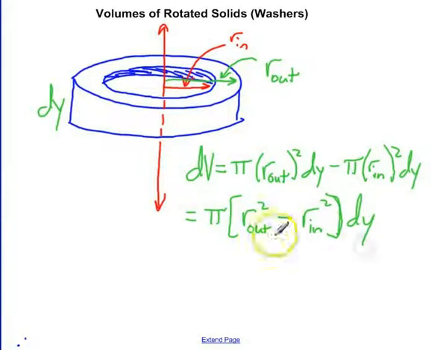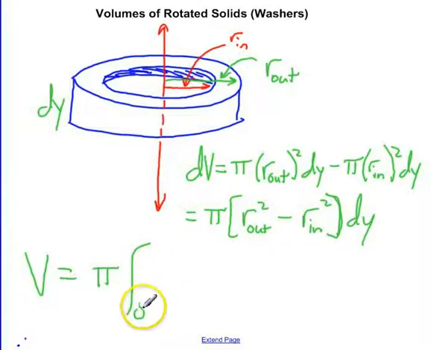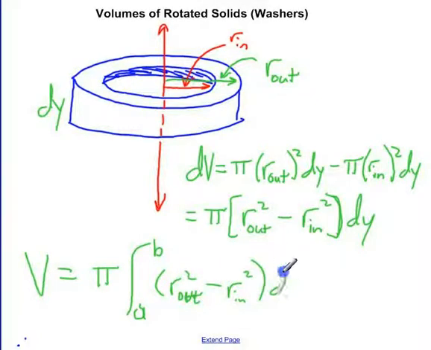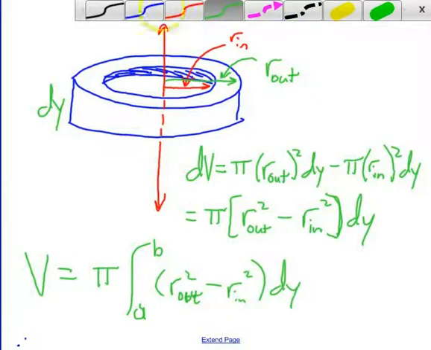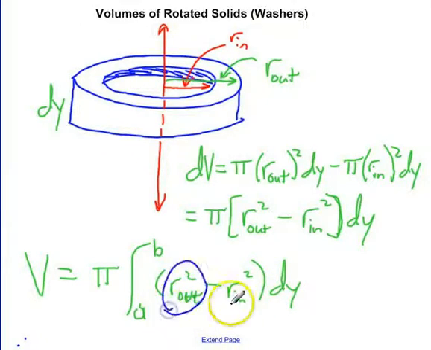So if I wanted to get the volume of the whole thing, it would be pi times the integral from the beginning of my solid, which we'll call A, to the end of my solid, which we'll call B, of r out squared minus r in squared dy. Most common mistake is that students forget that you're supposed to always square the radii before you subtract. Don't forget to square before you subtract.